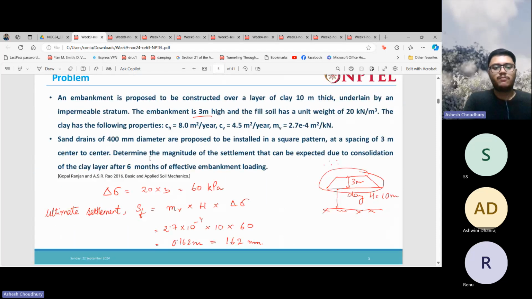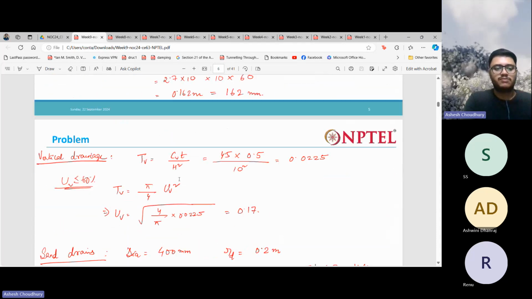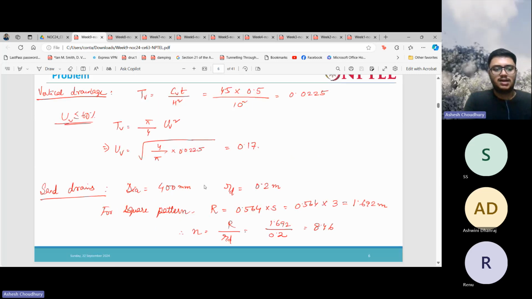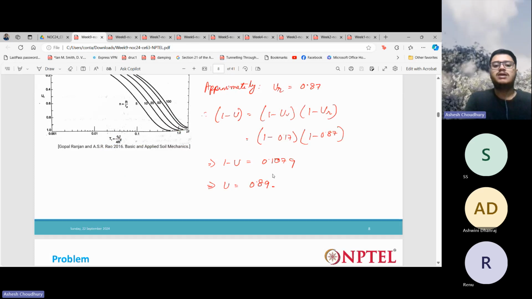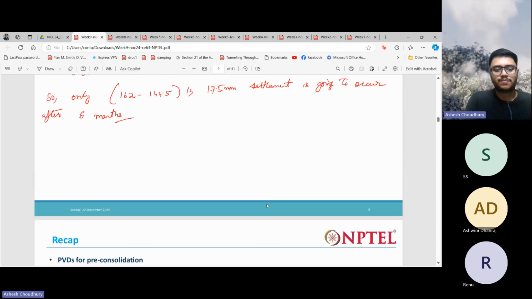So we solved the problem where we found out that for vertical drainage only 17% of the consolidation is happening, right? And if we use the sand drain, you are able to get almost 90% consolidation in the same time frame. So this is the benefit of using accelerated consolidation methods such as sand drains.